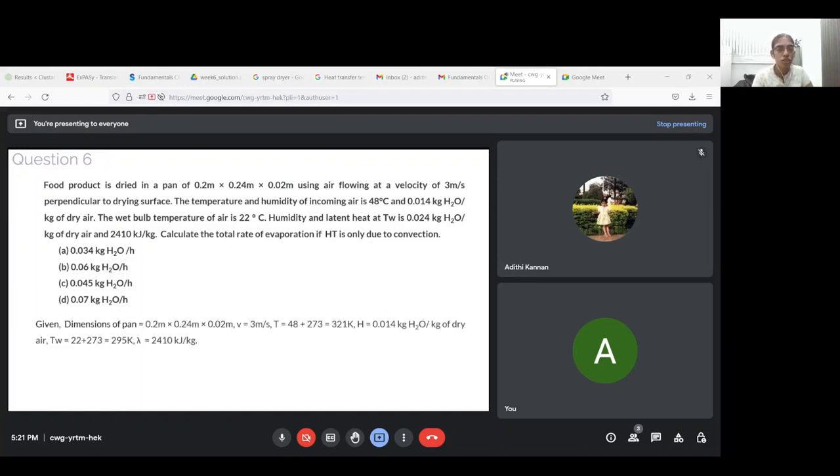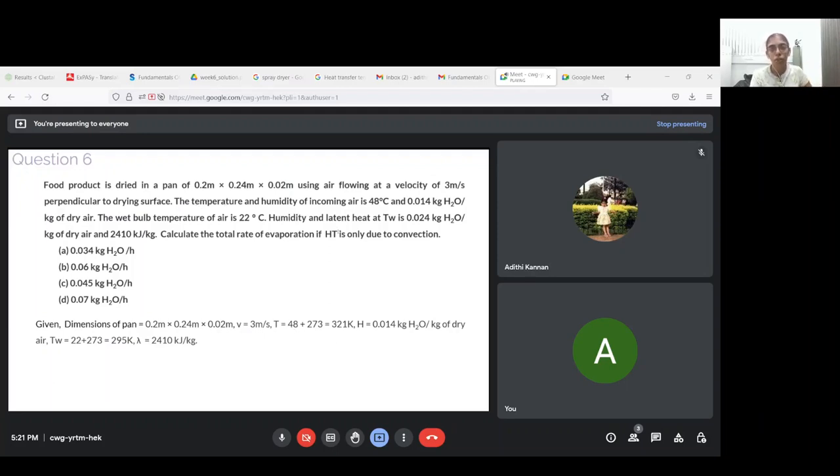So what is given is that the dimensions of the pan are given. We are also given that the inlet air is flowing at a velocity of 3 meter per second perpendicular to the drying surface. So the direction in which the air is flowing is very important, because accordingly your equation for your heat transfer coefficient will change. So your final answer will also change depending upon the flow direction of your air velocity.